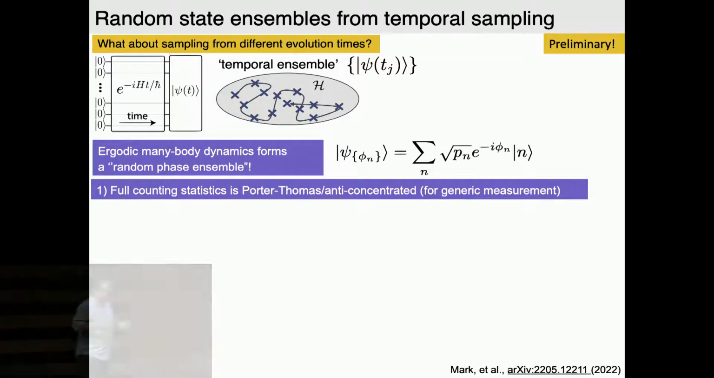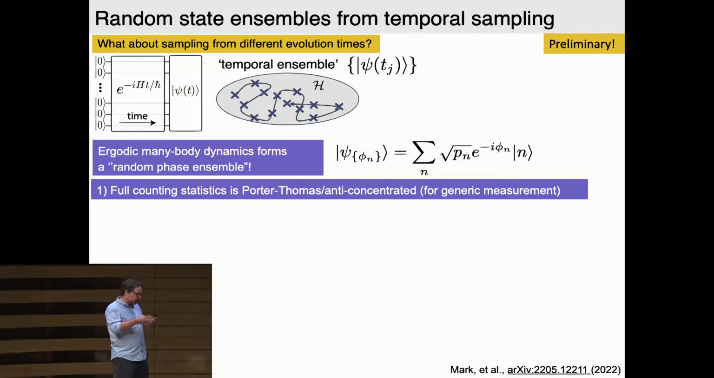As a few consequences, you can actually show how this random phase ensemble is connected to a true random ensemble, and then show that this still gives you this Porter-Thomas statistics and anti-concentration for generic measurements that are not aligned with the energy eigenbases. If you measure in the energy eigenbases, there are no fluctuations. Right? So you have to be a little bit off-diagonal, but that's true for pretty much any local basis.